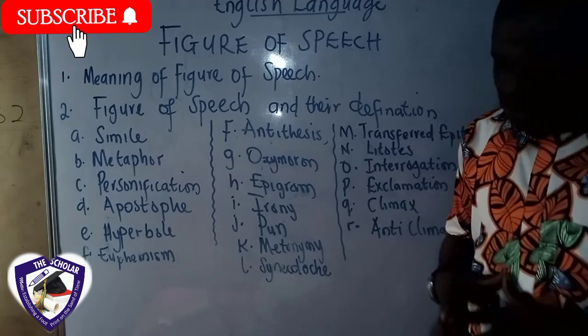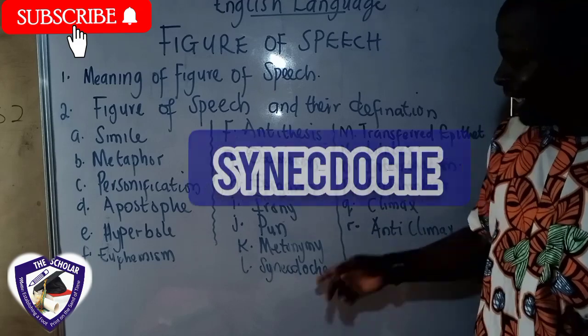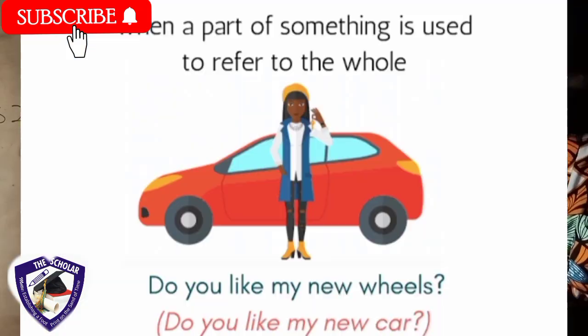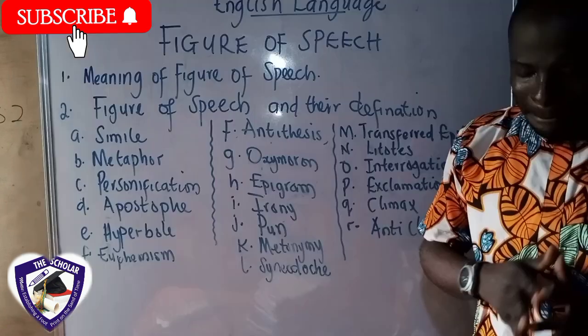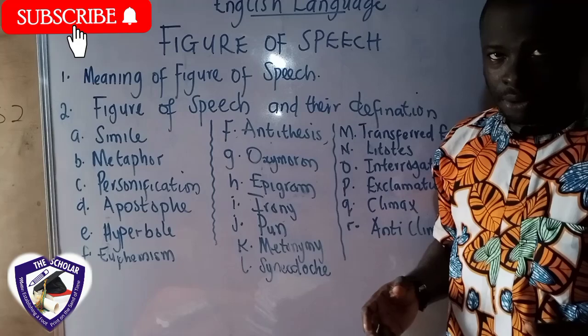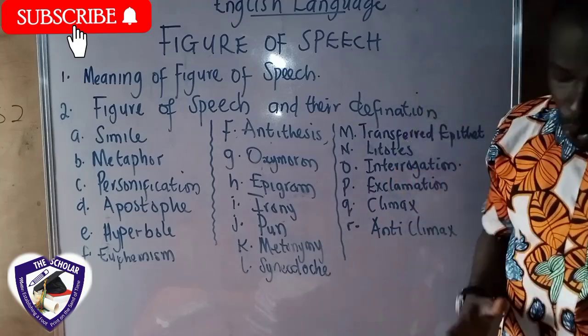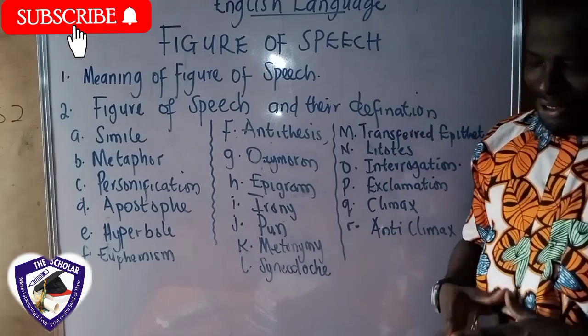All right, then we take the next one, which is the synecdoche. So what do we refer to as synecdoche? Synecdoche is a figure of speech which is used to express a part of the whole, or the whole for the parts.